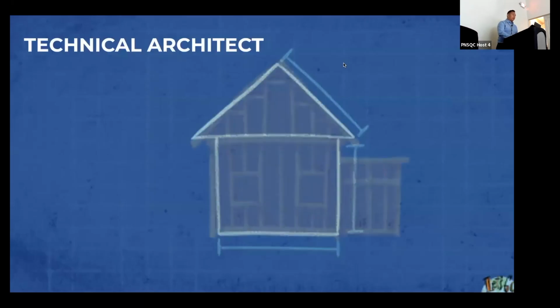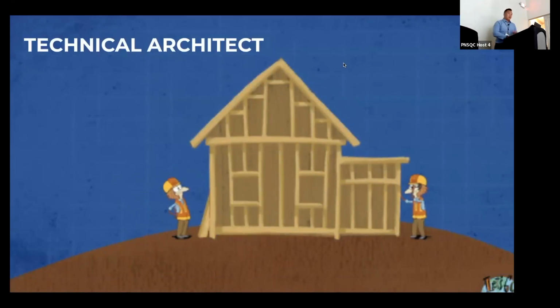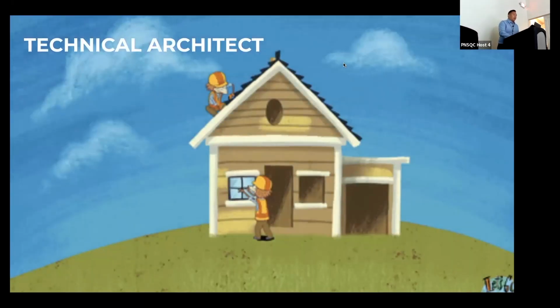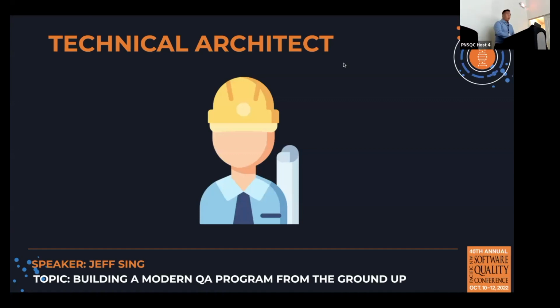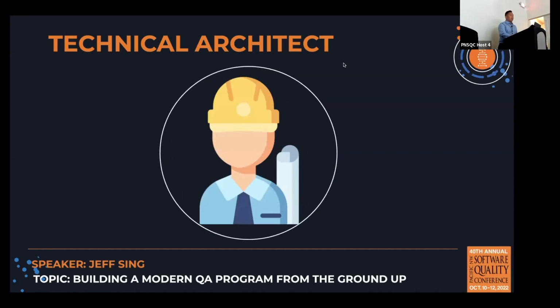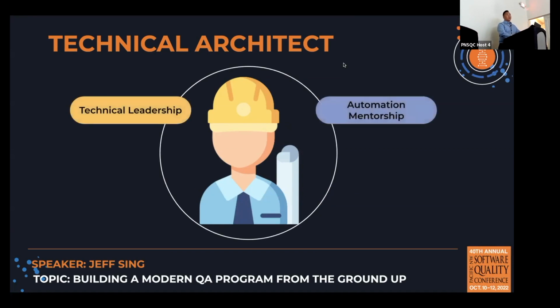All right, next one, technical architect. Now, the technical architect, I see it as two things, right? It's the technical leadership side and the automation mentorship side. So what does this mean? The technical leadership side is, what should the best practices be here and how do we execute them?